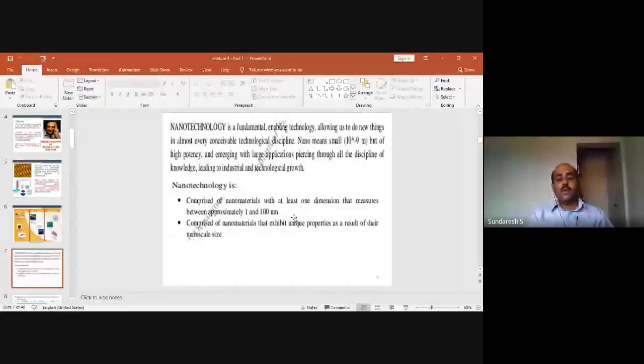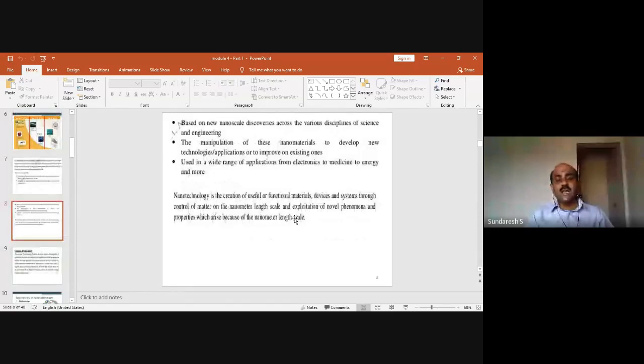Second, it is comprised of nanomaterials that exhibit unique properties as a result of their nanoscale size. It means they will have special properties because of their nanoscale size. The particles can exhibit special, unique properties at the nano level, rather than at the micro level or the macro level. Such materials are involved in nanotechnology. And it is also based on new scale discoveries across various disciplines of science and engineering.